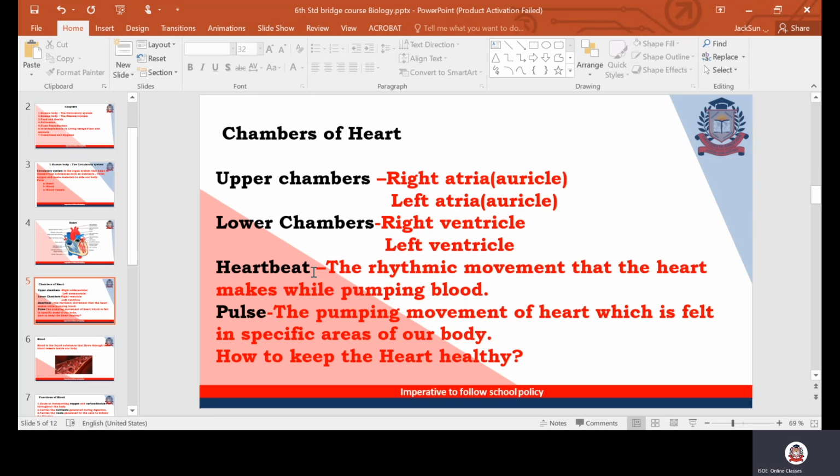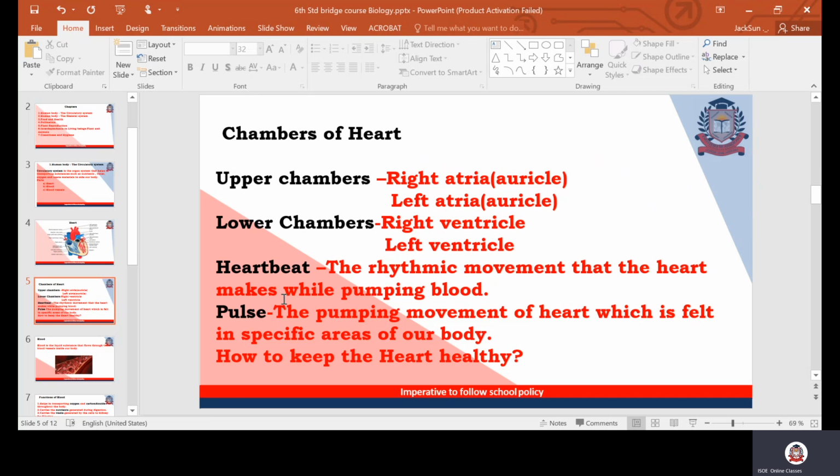And what is pulse? The pulse is the pumping movement of the heart which is felt in specific areas of the body. What do you mean by specific areas of the body? Like just the side of the head, that is the temple, or on your wrist. When you feel there, you will feel some beating feeling, right? That is what we call pulse, and that's why I'm telling you it's not felt everywhere. It can be felt in different specific areas of the body.